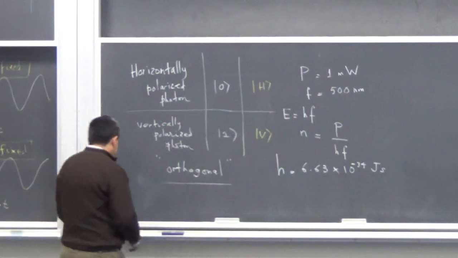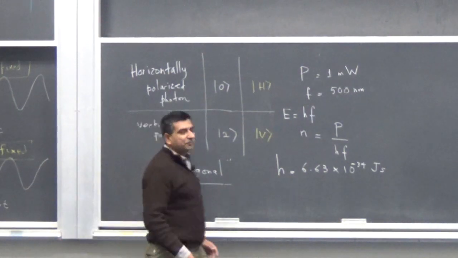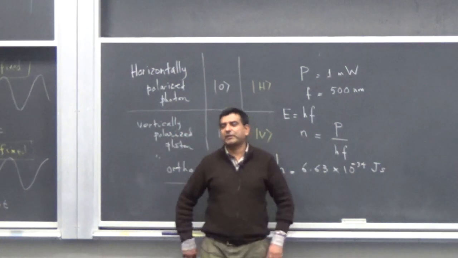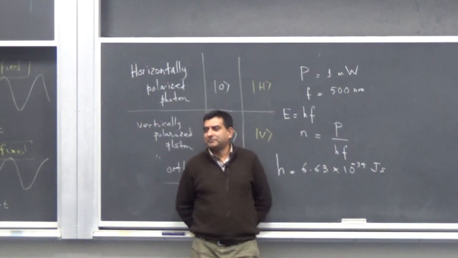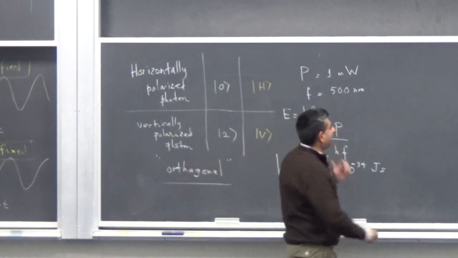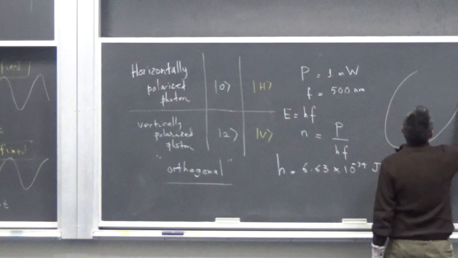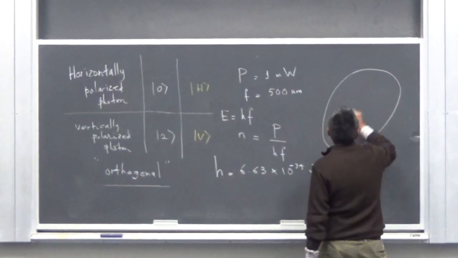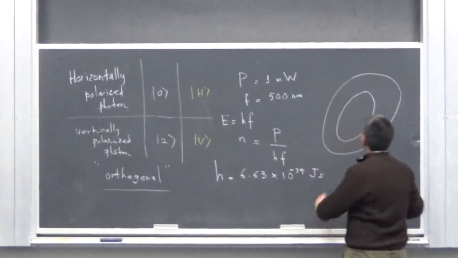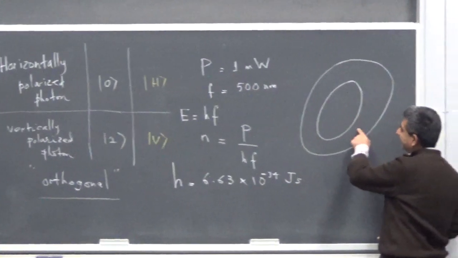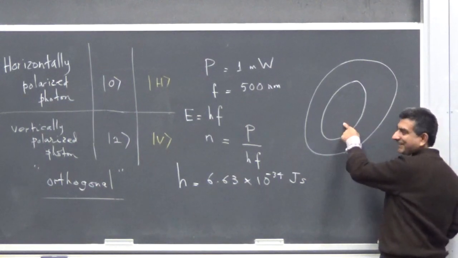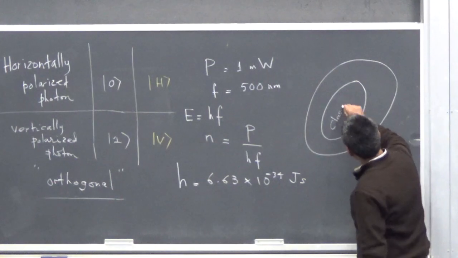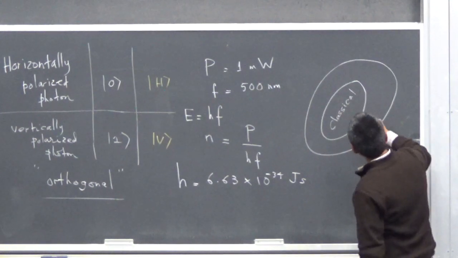So remember, some people ask, what is the difference between classical and quantum? Is the world that we live in classical or quantum? Classical. So really, if I were to make a Venn diagram, which one is inside? Is it classical inside or classical outside? Classical inside, as far as I can tell. The world is really quantum.